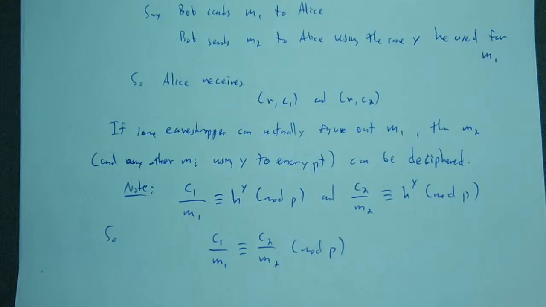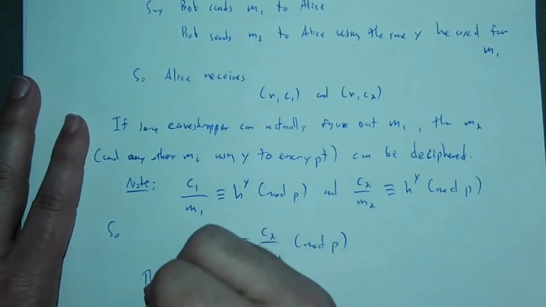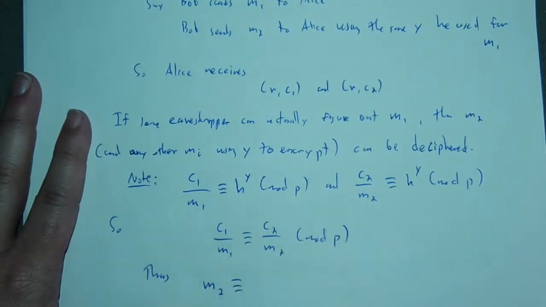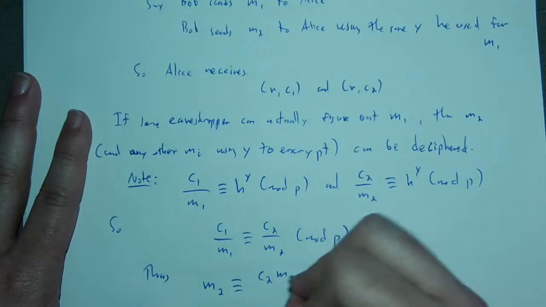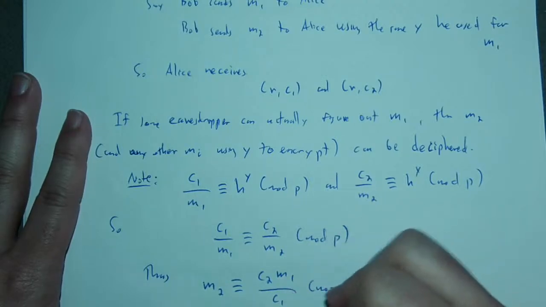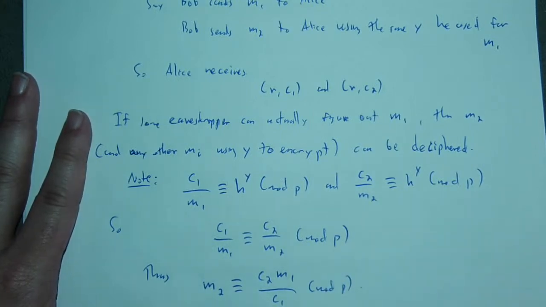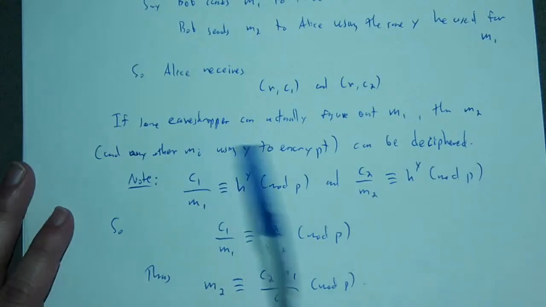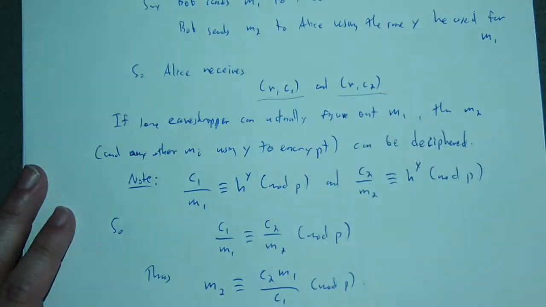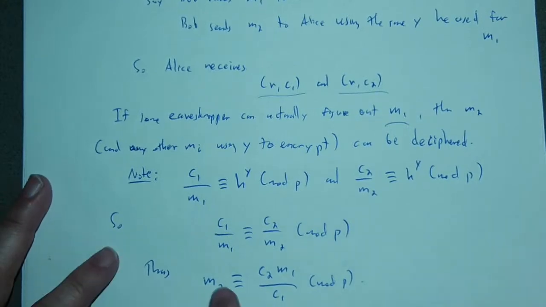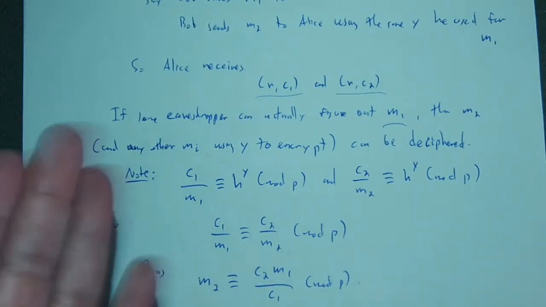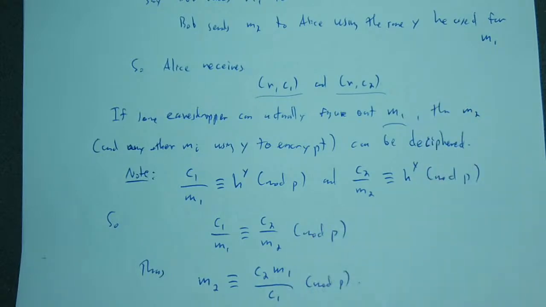So why is this a problem? Well, thus, m sub 2 is congruent to c sub 2 times m sub 1 over c sub 1 mod p. Why is that an issue? Well, I've said that this eavesdropper has intercepted these two pairs and has been able to figure out the first message, m sub 1, through some means. Knowing that, the next message can be decrypted by noticing these congruences, and so since this person knows c sub 1, c sub 2, and m sub 1, they can compute m sub 2 mod p, and that does it. So any successive messages using the same y could be done using the same process.